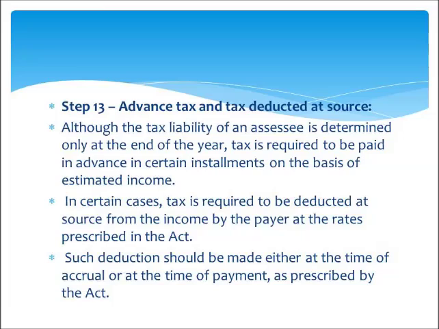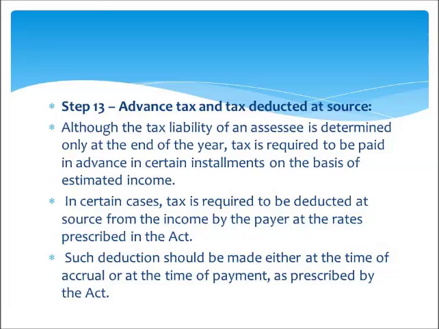So the system of advance tax says that an assessee has to pay the tax levied upon him in installments throughout the year. We'll read what is given in the points, then it will be more clear to you. Although the tax liability of an assessee is determined only at the end of the year, tax is required to be paid in advance in certain installments on the basis of estimated income. As I said, the assessee has to estimate his income, calculate the income tax on that estimated income, and pay that income tax in installments throughout the year, so that the government is able to get a regular source of income.